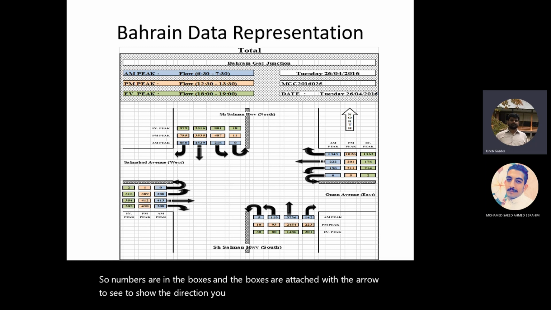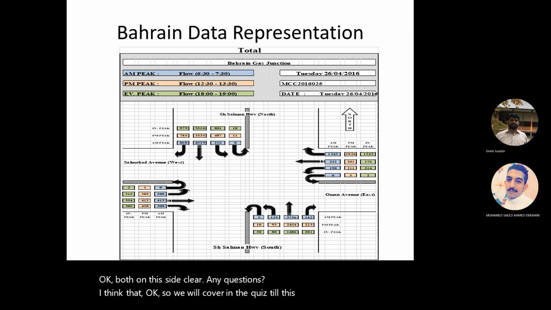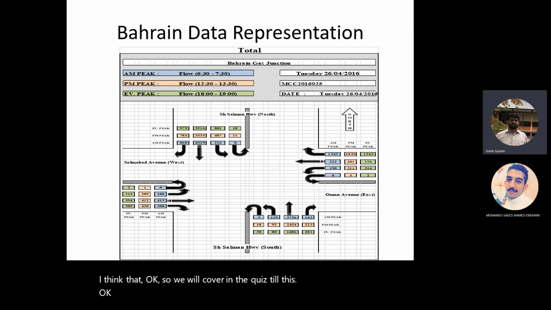You can see the U-turn as well, both on this side. Clear? Any questions? Everything clear? Okay, so we will cover in the quiz till this lecture.